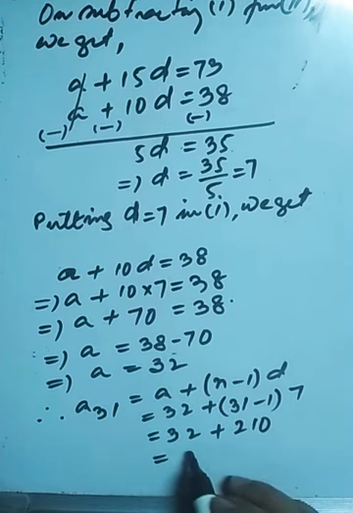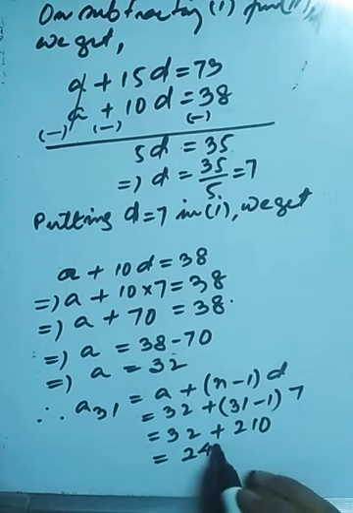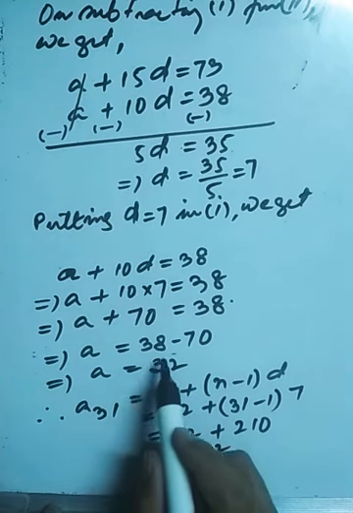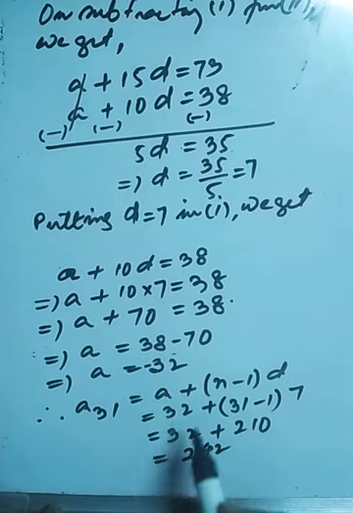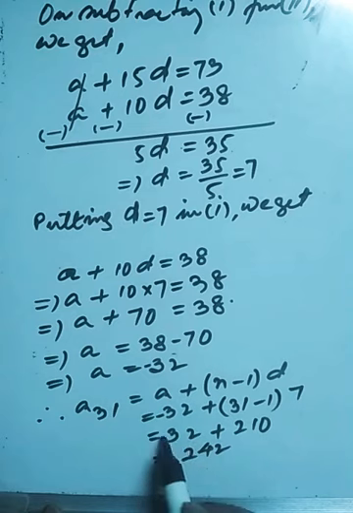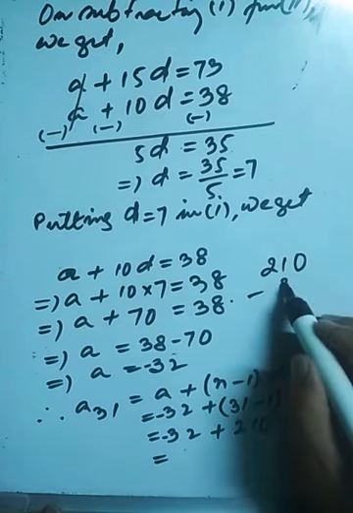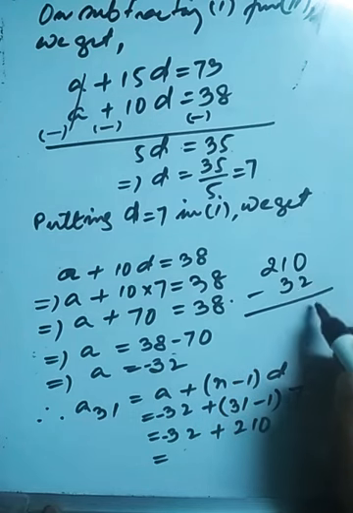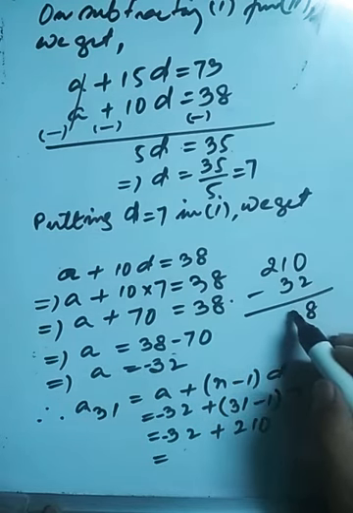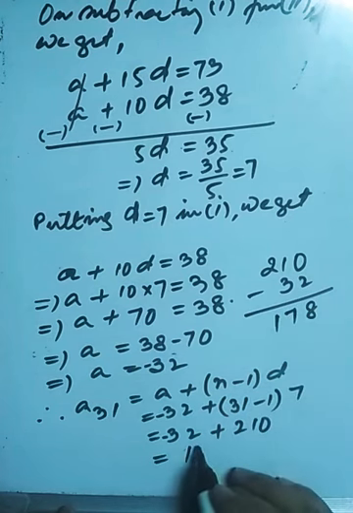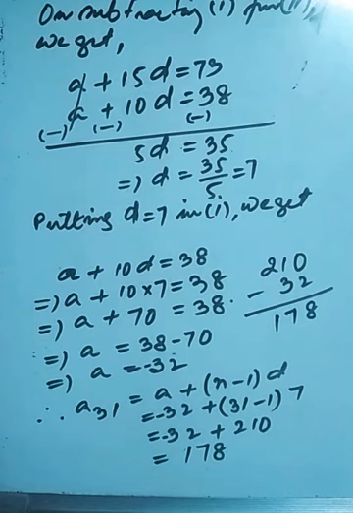So it will be now... sorry, there should be minus. So here minus, here minus. So how much will we get? 210 minus 32. So it will be how much? 178.